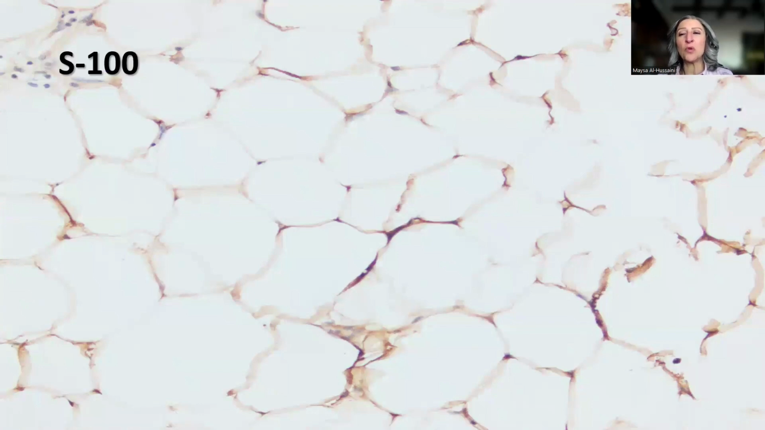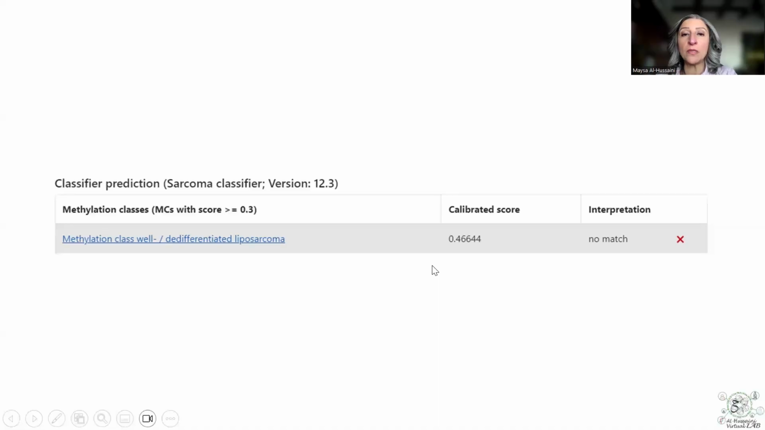Now, S100 protein was just done. This is routinely done, and again, it does not carry any prognostic or diagnostic significance. It's only part of the routine stains that we do, and the nuclei as well as the rim of the cytoplasm show the positivity. Now, actually, this case was subjected to testing with DNA profile methylation, and the methylome classification using the sarcoma classifier version 12.3 came as if it is suggesting the diagnosis of well-differentiated liposarcoma. The calibrated score was not high.